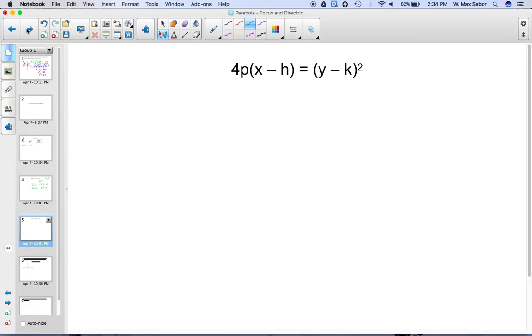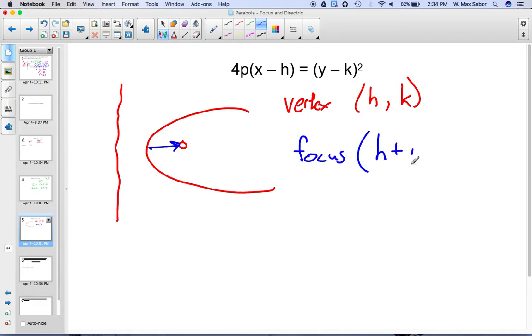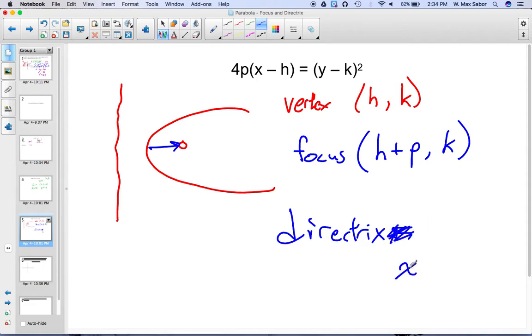We can do the same thing with a horizontal parabola, and that would have a focus here, a directrix there, and here the vertex is at (h, k). Now that it opens to the right, we have the focus, where we add that p to the x-coordinate, and the directrix is x equals, and now we go left by p from h, so h minus p.